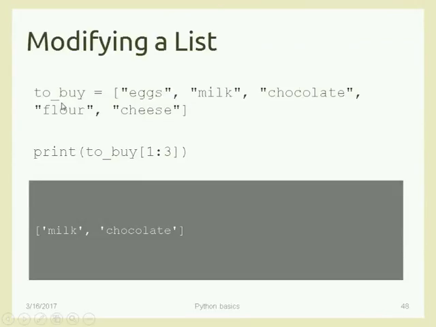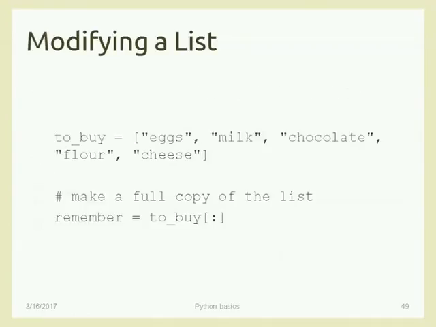This operator is called slice, and this operation is called slicing. It will allow you to cut a portion of a list. In this way, we'll cut the list starting from the index 1, including index number 2, and excluding index number 3, and not considering anything else in the list.